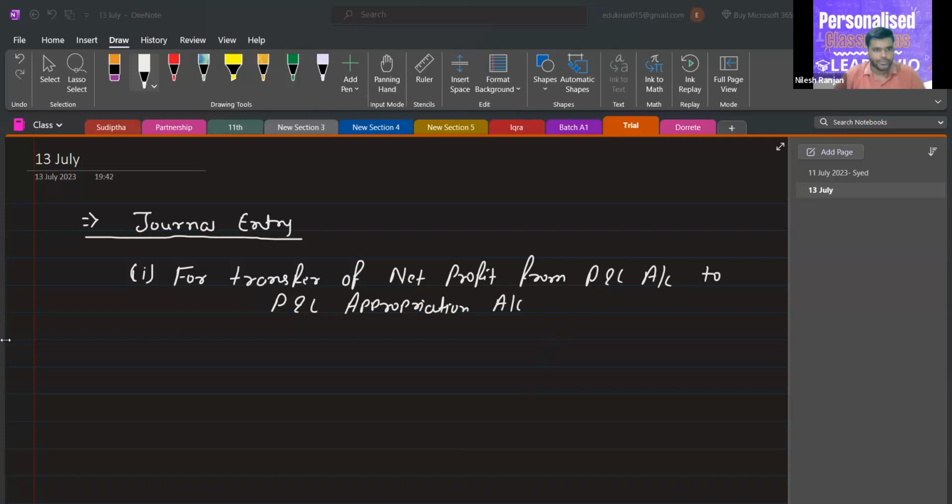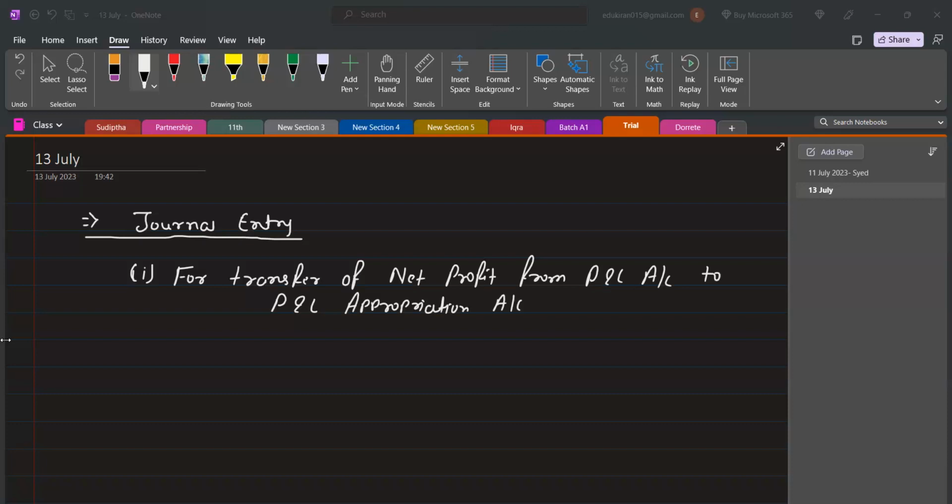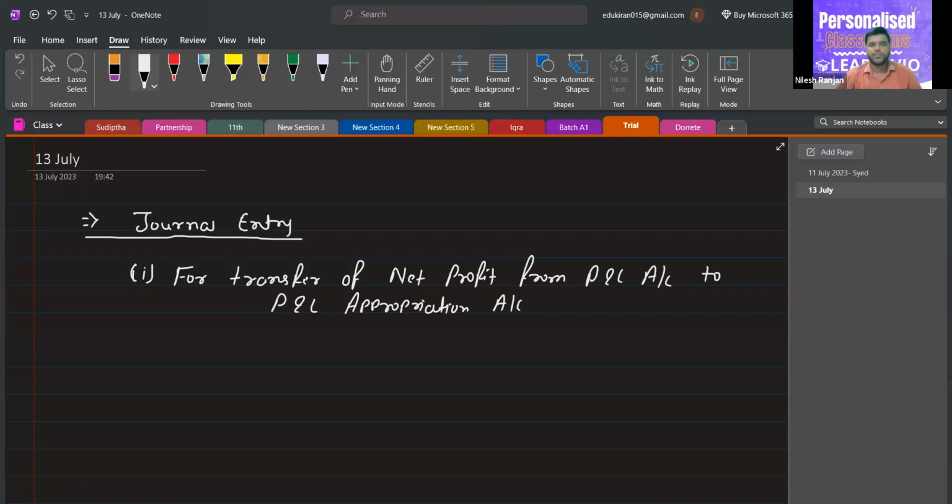Okay. First of all, we are transferring our profit from profit and loss account to profit and loss appropriation account. So the journal entry will be profit and loss account debit to profit and loss appropriation. Okay, sir. And what if there is loss? I think it will be reverse. It will be credit. It will be the reverse or opposite of the current entry. Yes.